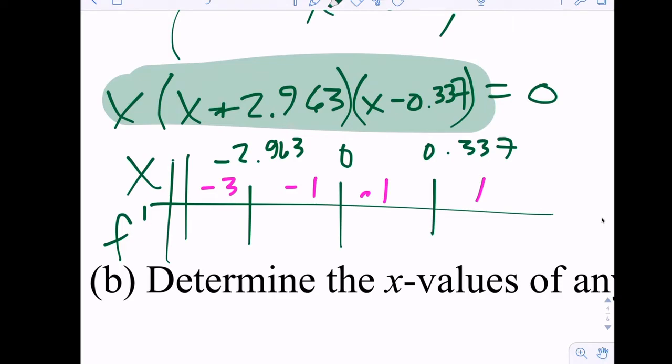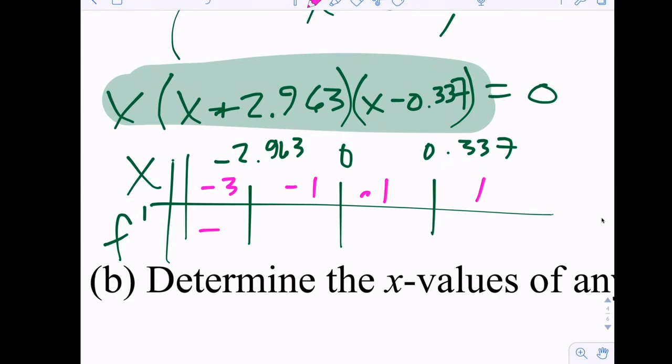So what do you get when you plug in a -3? You're going to get a negative times a negative times a negative. 3 negatives make a negative. Oh, there we go. Plug in a -1. You get a negative times a positive, right? Which is negative. And then a negative over here.